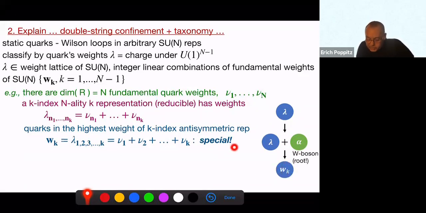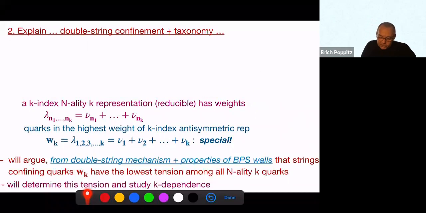This weight is very special because we will argue, using the combinatorics of the double string mechanism and the properties of W walls, that the strings of the antisymmetric representation with the lowest tensions are the ones where the quarks have weight omega_k. In other words, this is the highest weight of the K-index antisymmetric representation. Every antisymmetric representation is screened by W boson production to this one. We will determine this tension in this model, and we study the K dependence. So that's what we'll do.